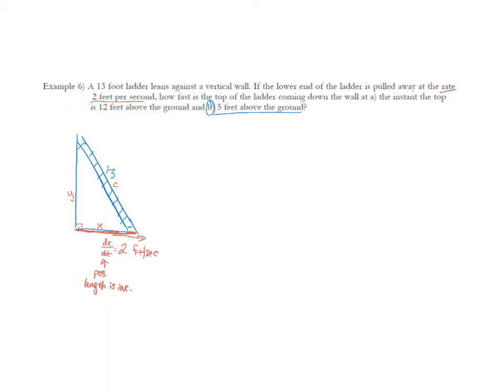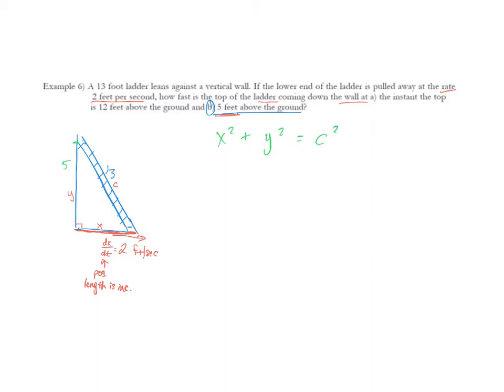They want to know at the instant when the ladder is coming down the wall at 5 feet above the ground. So right now, this ladder is 5 feet above the ground, so that's my y value. Okay, well, we have a right triangle, so again, how do the sides of a right triangle relate? Well, by the Pythagorean theorem. So I have x squared plus y squared equals my hypotenuse c squared.